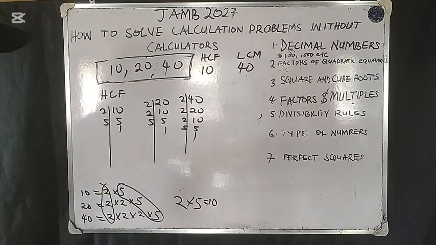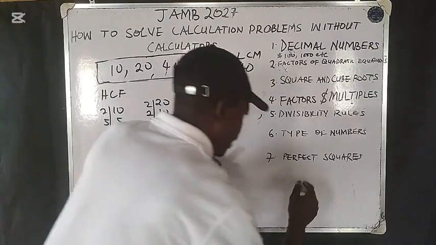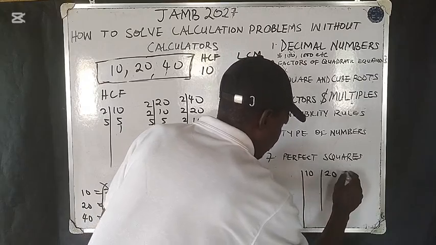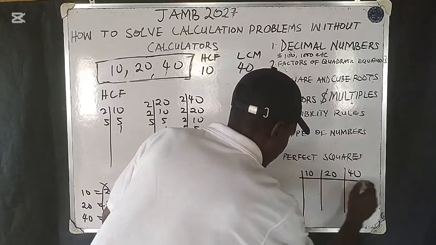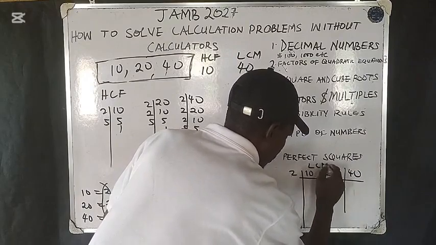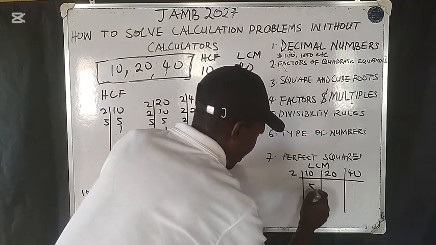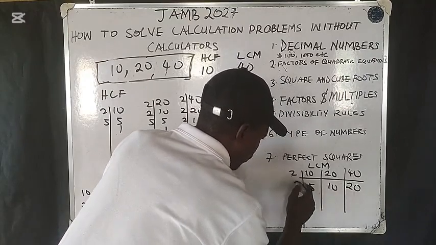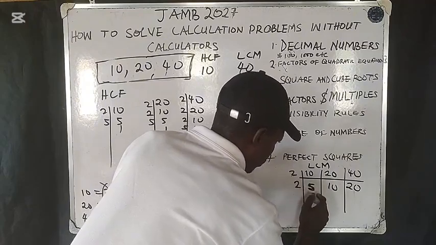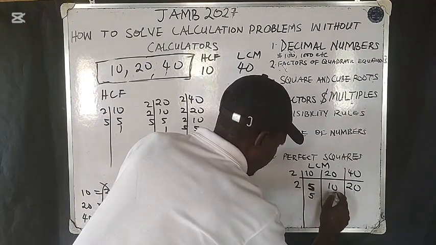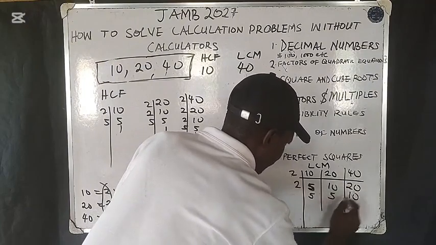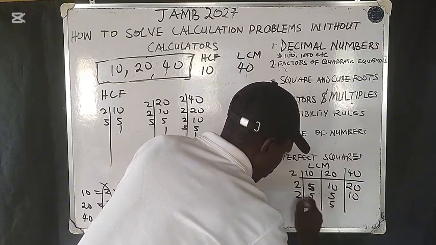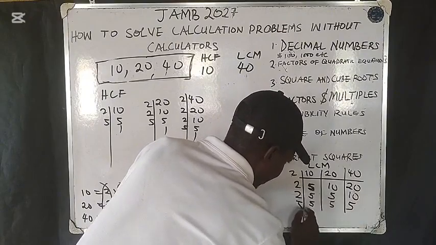Is it clear now? Now let's say we want to find the LCM. For the LCM, we join them together. We call this one 10, this one 20, and this one 40. So this is the LCM, lowest common multiple. 2 goes in 10, 5; in 20, 10; in 40, 20. 2 can still go in 10, it will go here, but it will remain, so you drop it. 2 goes in 10, 5. 2 goes in 20, 10. 2 can still go in 10, but it will remain, so you drop it. 2 goes in 10, 5. Then 5 goes in all of them.